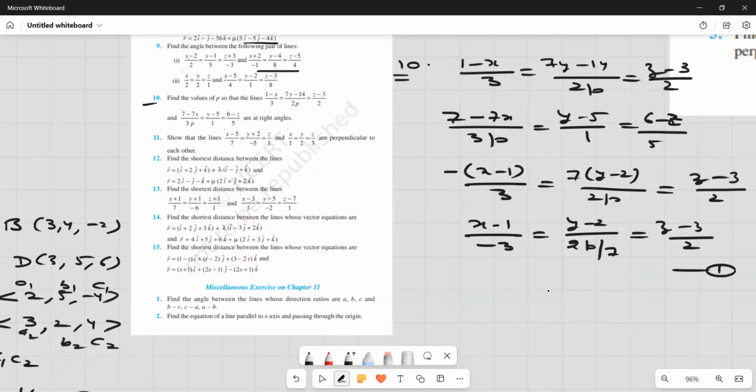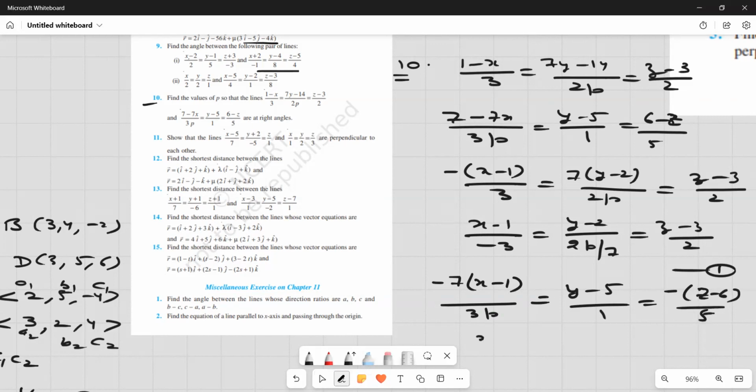Now for the second equation, take minus 7 common. So it will be x minus 1 upon 3p. Here y is 1 only, positive, so no need to change. And here minus of z minus 6 upon 5. So the equation will be x minus 1 upon minus 3p by 7, y minus 5 upon 1, z minus 6 upon minus 5. Here it is compulsory to make the coefficient of x, y, z as plus 1. It can't be any other coefficient.